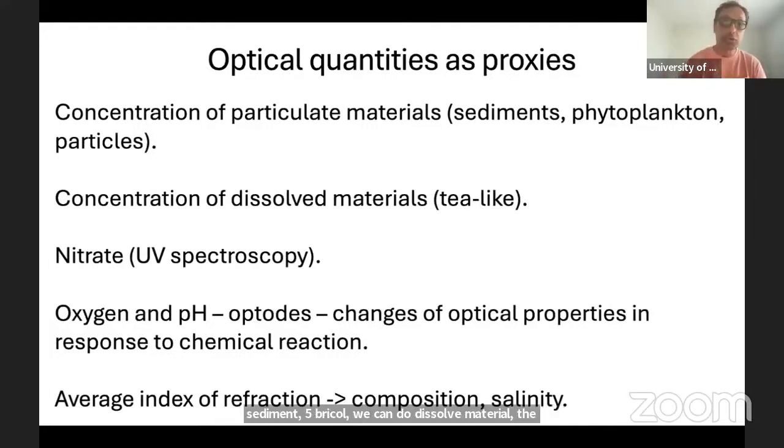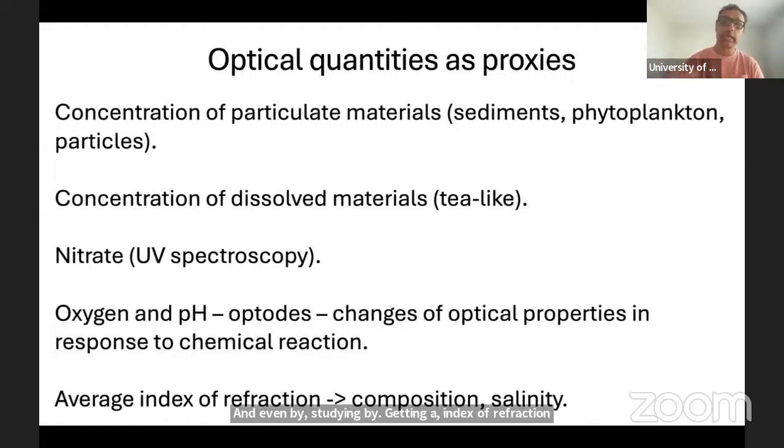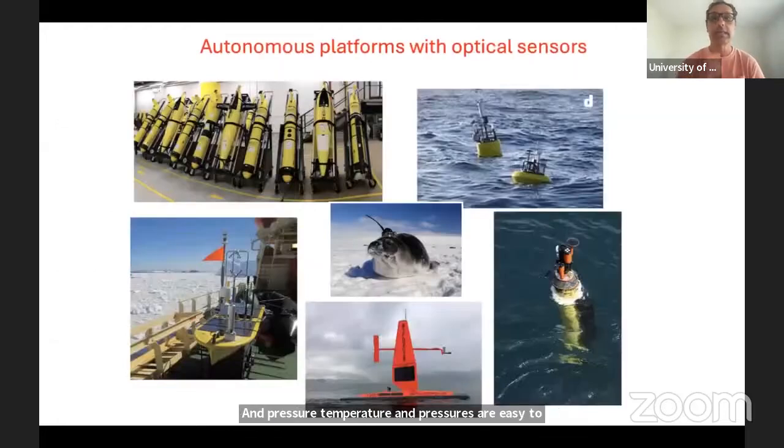We can even do nutrients by using UV spectroscopy, like nitrate, oxygen, pH optodes, and there's a variety of other things that we can get. And even by getting an index of refraction, we can get information about salinity, because the index of refraction of water is driven by salinity, temperature, and pressure. Temperature and pressure are easy to measure. Salinity is hard. So anything that gets us there helps.